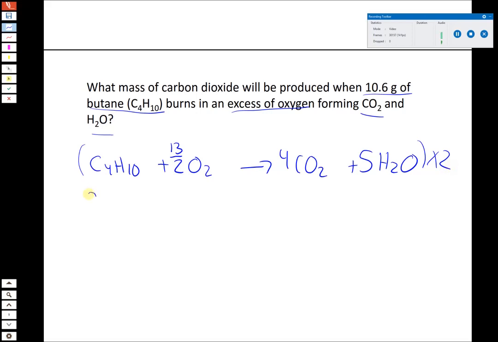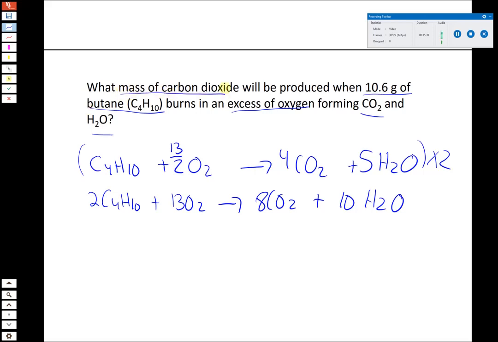But if we multiply the whole thing by 2 to get rid of fractions, we get 2 C4H10 plus 13 O2s going to 8 carbon dioxides and 10 waters. All right, so some sizable coefficients here, but whether you use the fractions or don't, you'll get the same answer either way as long as you have the ratios correct. So we covered balancing last week, so I'm not going to go through that in detail, but that's the balanced equation, and we're just looking for the mass of carbon dioxide produced when 10.6 grams burns.